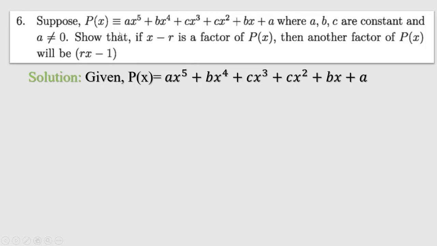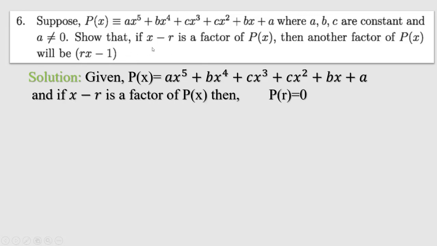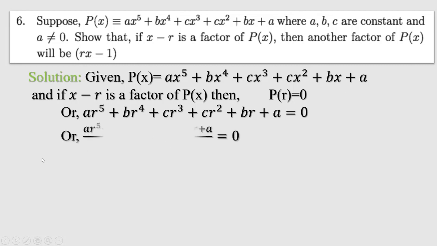Solution: given that p of x equal to this, and if x minus r is a factor of p of x, then p of r equal to 0 from the converse of the factor theorem. Okay. Now putting r in place of x, you get ar to the power 5 plus br to the power 4 plus cr cube plus cr square plus br plus a equal to 0. Now dividing both sides by r to the power 5, we get this.